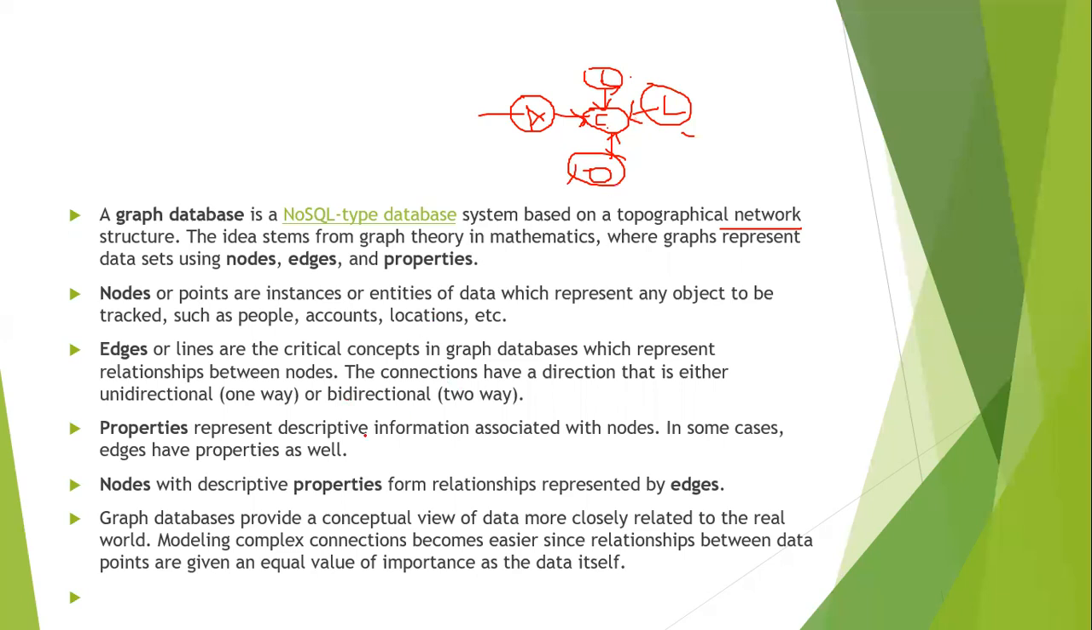And properties are what? What relation they have, we call it properties: descriptive information associated with the nodes. In some cases each node has properties as well.